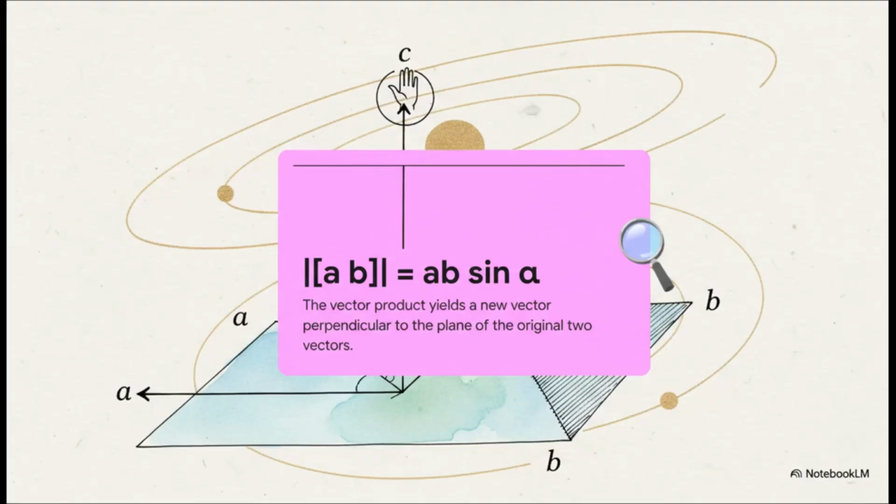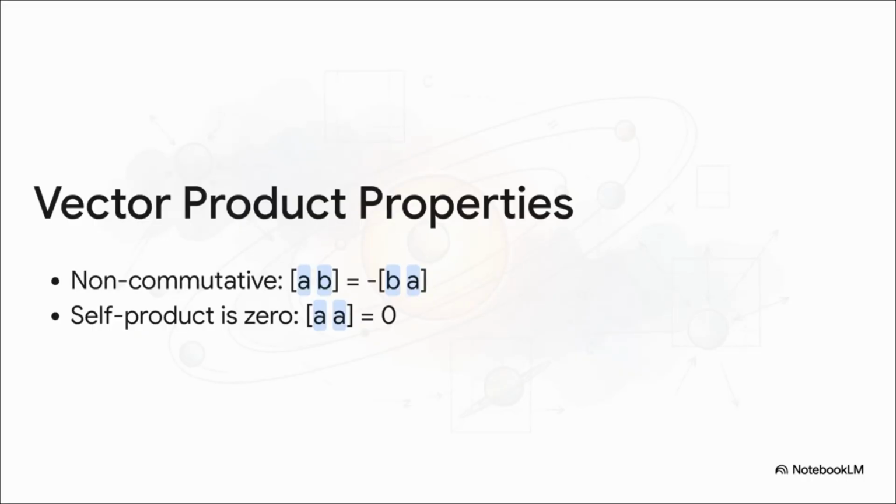Now, the vector product, or cross product, this is a completely different beast. It takes two vectors, A and B, and gives you a new vector, C. And this new vector has two very special properties. First, it points in a direction that's perpendicular to the plane that A and B live in. And second, its length, its magnitude, is exactly equal to the area of the little parallelogram that A and B would form.